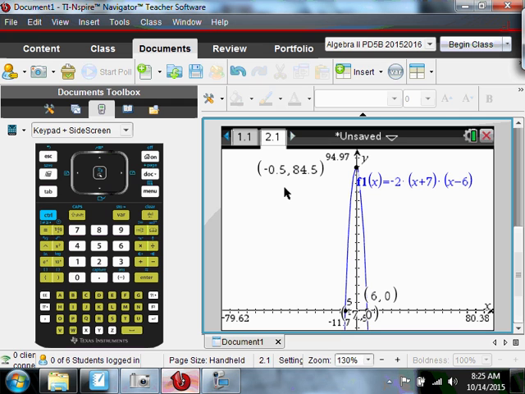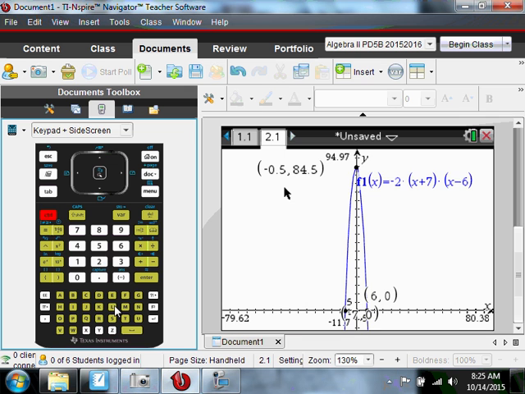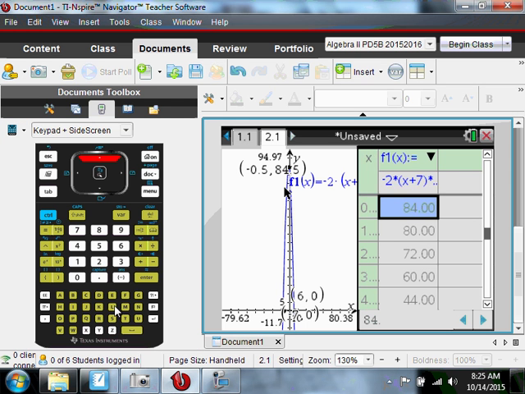So maybe let's go to the graph and see if this, well, let's go to the table. The table, does this thing go through 0.84? It sure does. 0.84. Okay. Now, I don't want that table there, so I'm going to undo that table.